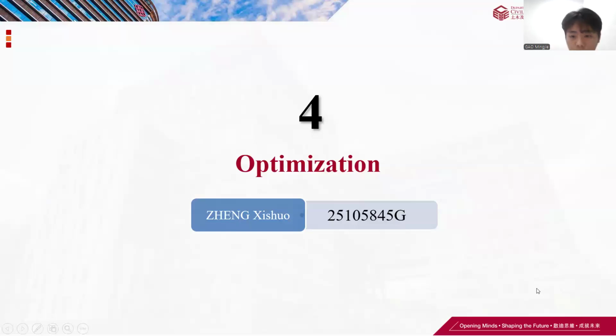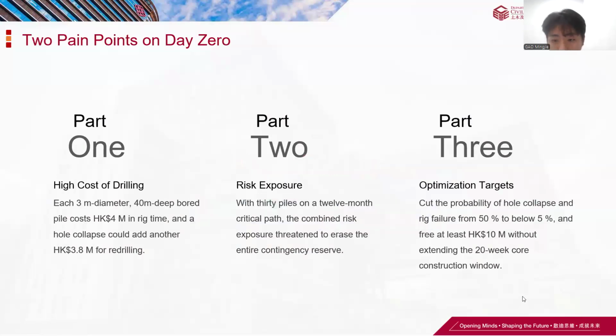I'm Zheng Xishuo. Next, I will share the optimization plan for the bored pile foundation project at Hong Kong West Kowloon Station. First, let's talk about the project's core pain points. We needed to build 30 bored piles with limited time and budget. Two major issues stood out: high costs and severe risks, which could wipe out the contingency reserve.